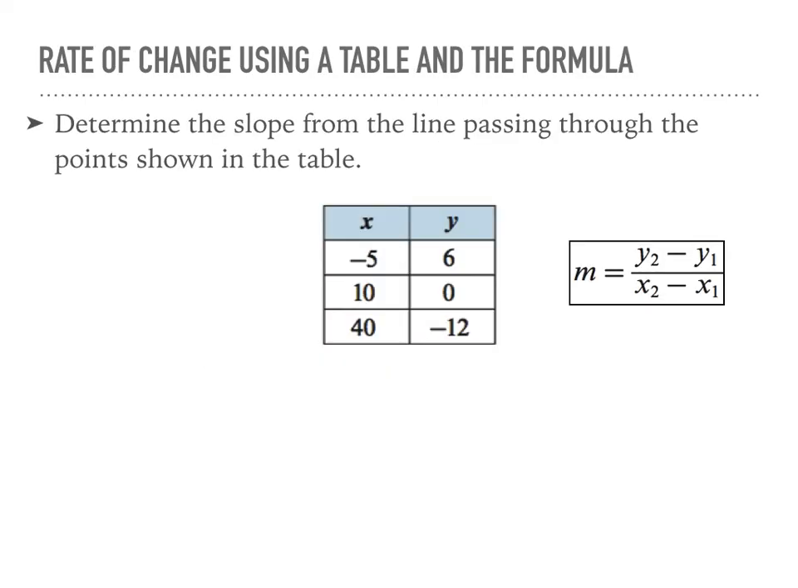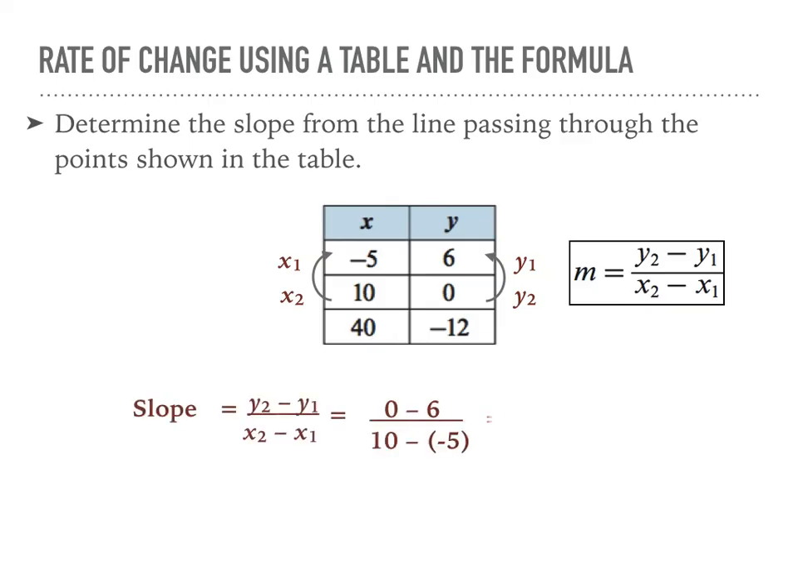Okay, last example is here we have a table. To determine the slope of the line passing through the points shown in the table, we'll use the formula, and we'll pick any 2 y values and the corresponding x values, and then we'll do the subtraction. 0 minus 6 is -6 over 15. We'll simplify that fraction and we get -2/5.